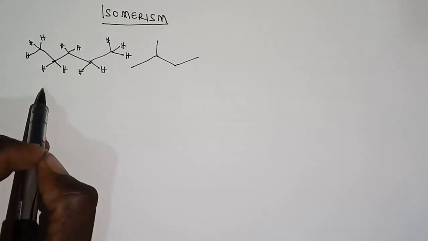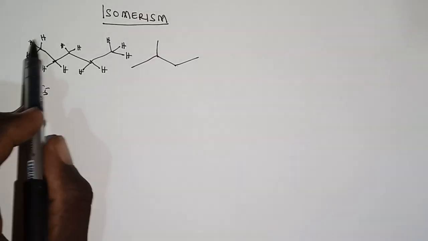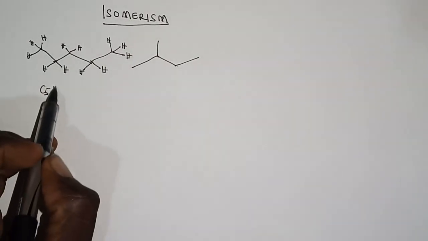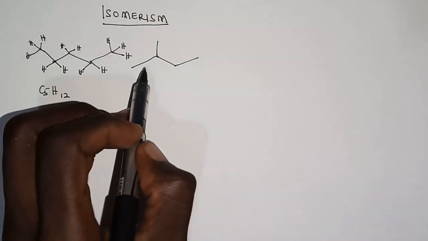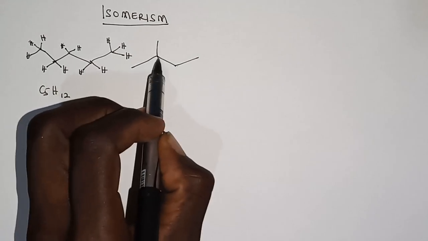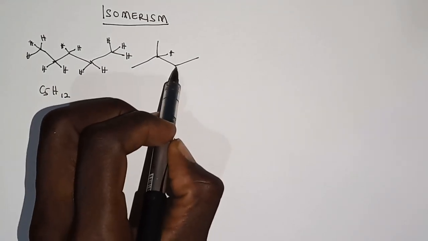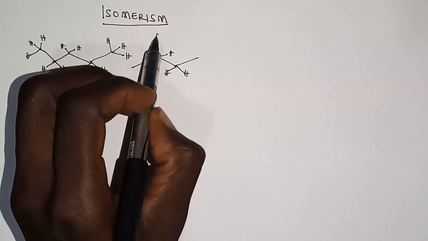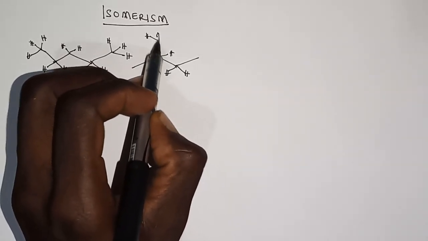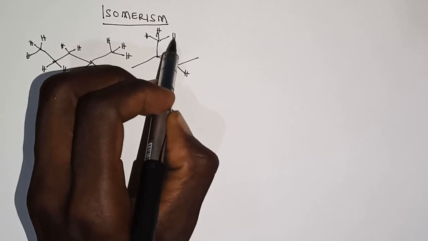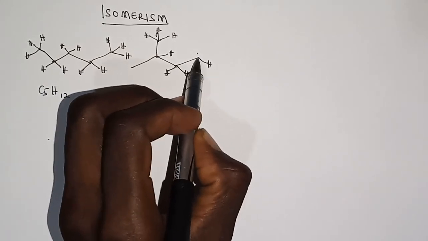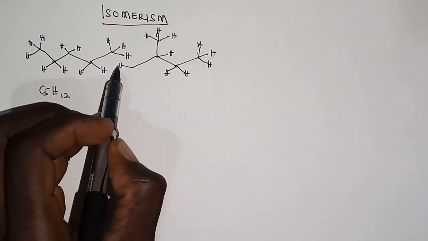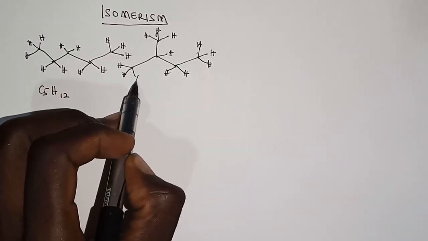So we see that it is C5, 1, 2, 3, 4, 5, 6, 7, 8, 9, 10, 11, 12, H12. Now let's try and count the protons on this one too. This a proton, there's one proton here and there's another here. Then there is one proton here, there's another one here. This one is here, this one is here, this one is here, this one is here, this one is also here, and this is here, and this is here.